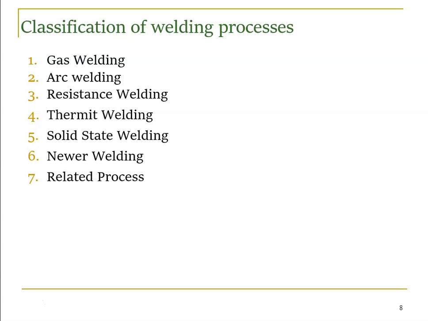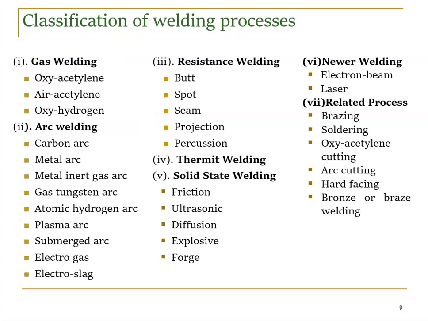Solid state welding is one of the processes, and some examples are friction welding. Similarly, newer welding may be laser beam welding or electron beam welding, and related processes may be soldering, brazing. So those are the classifications of welding process.